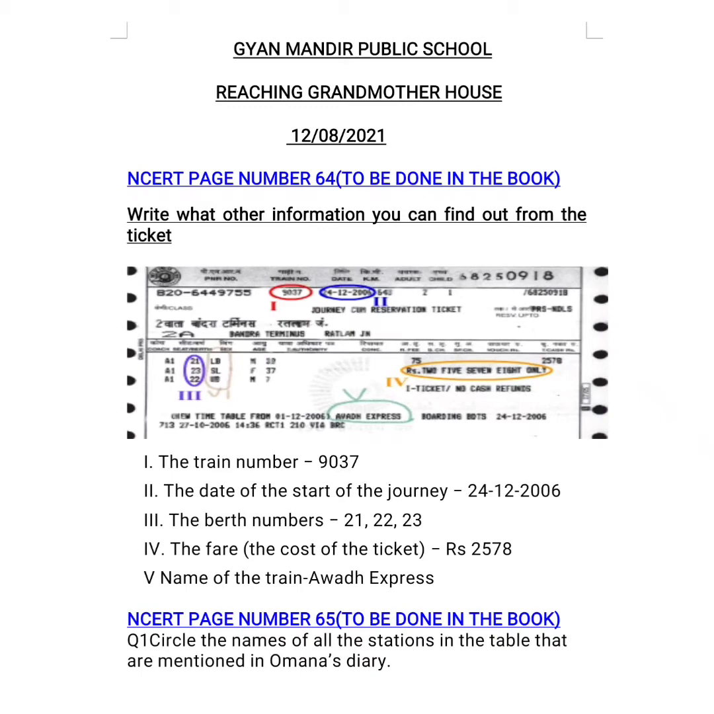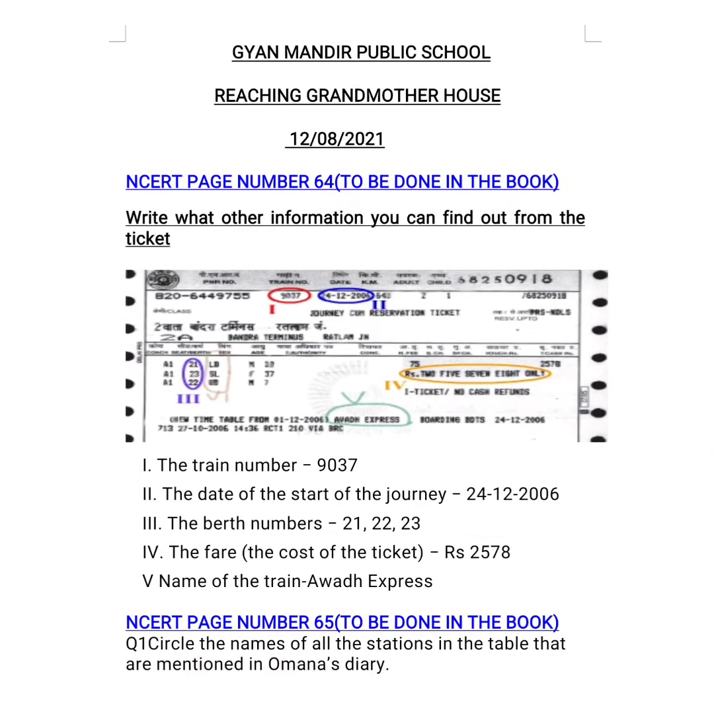Second is the date of the start of the journey. So class, with the train number we can see the date of the start of the journey, which is 24th December 2006. Next question, the berth numbers. The berth numbers are being highlighted with purple and you can see the berth numbers are as follows, which is 21, 22 and 23. So these are the berth numbers.